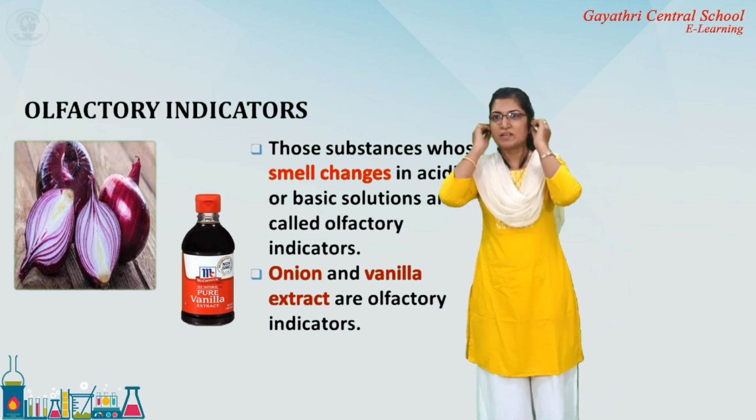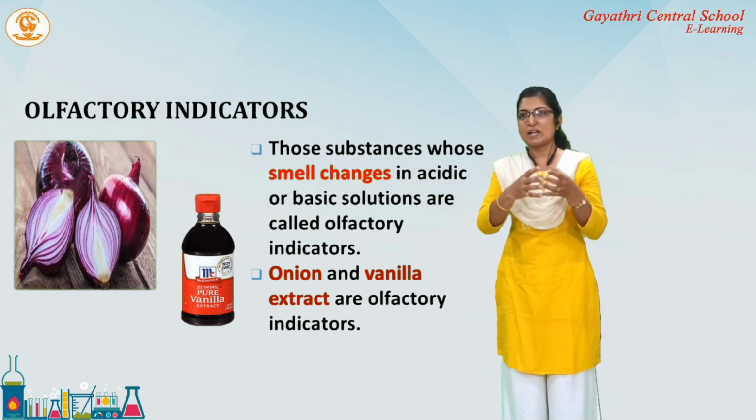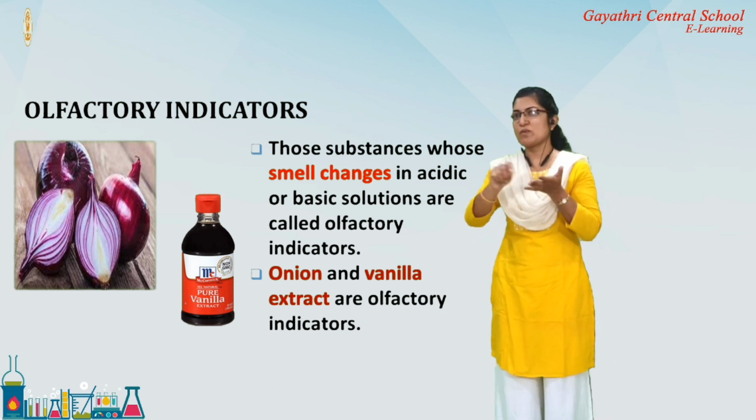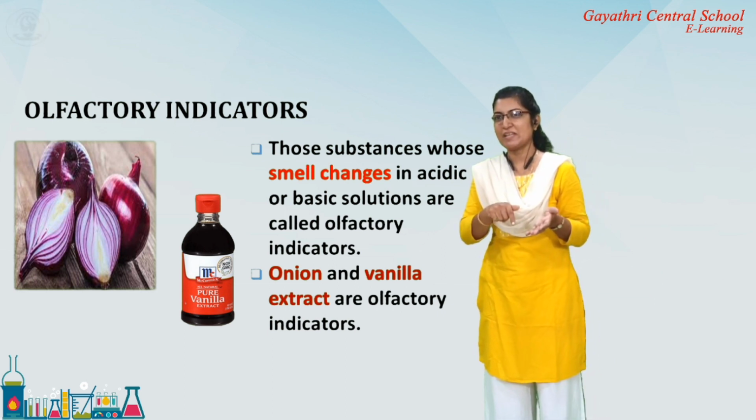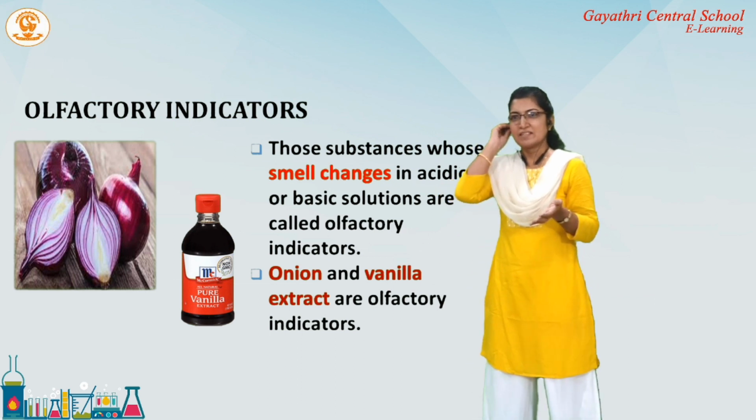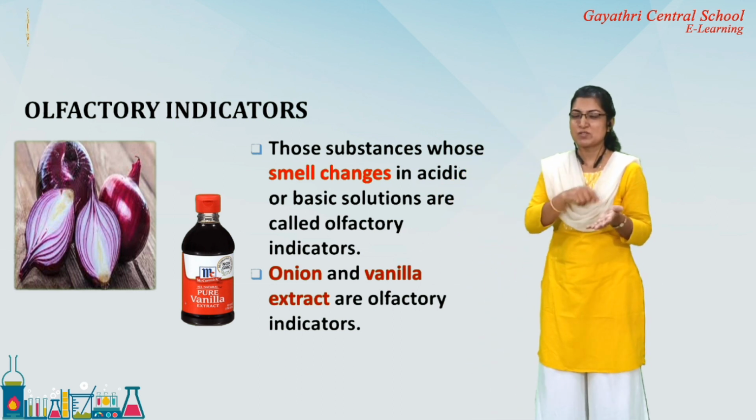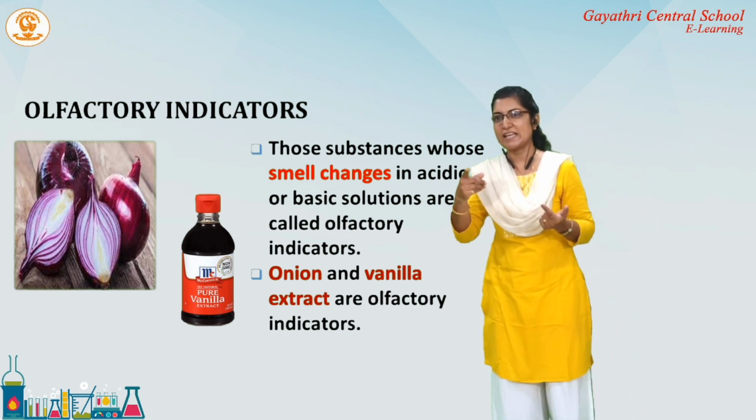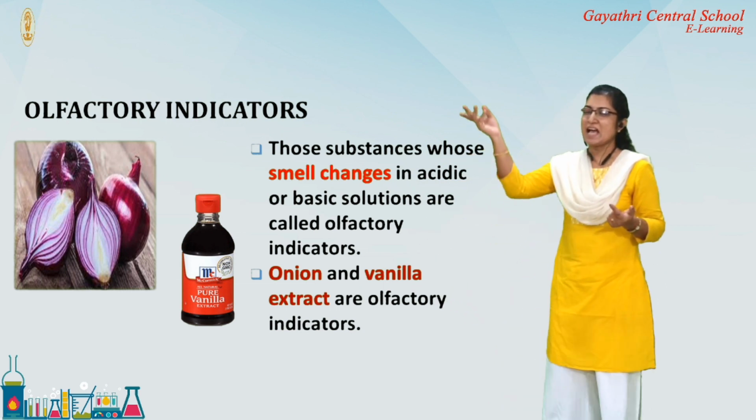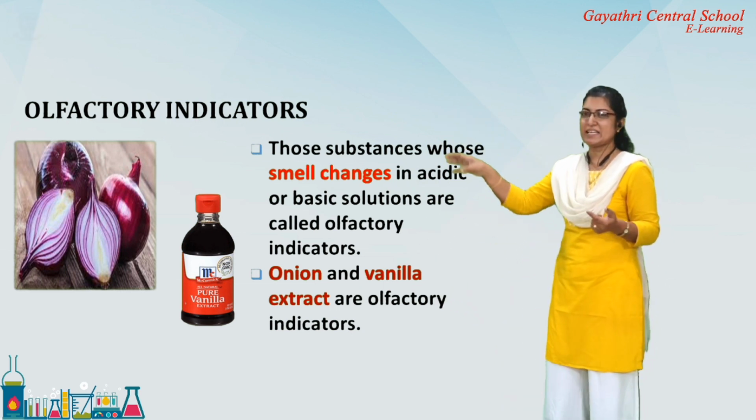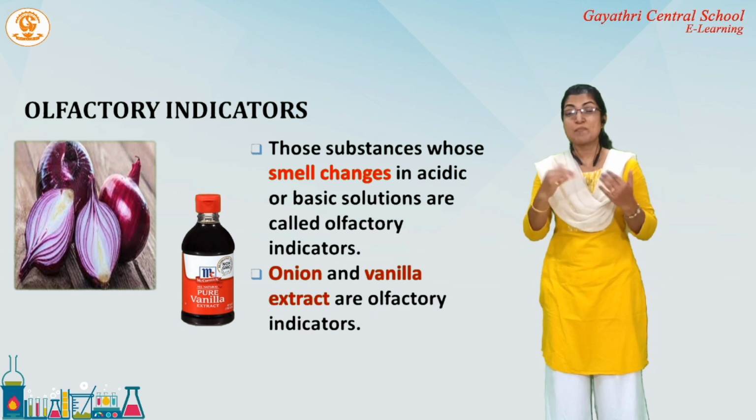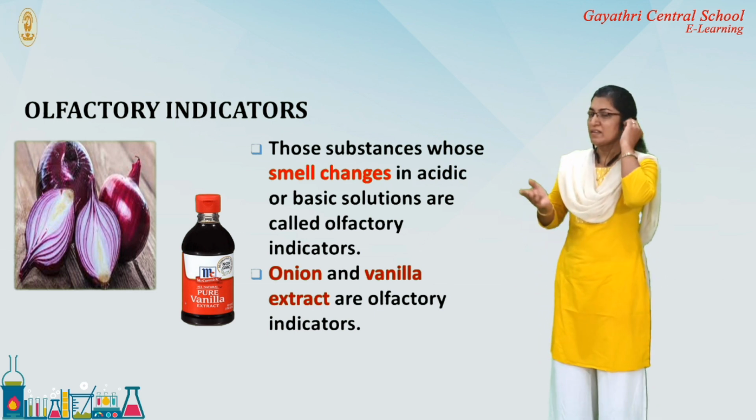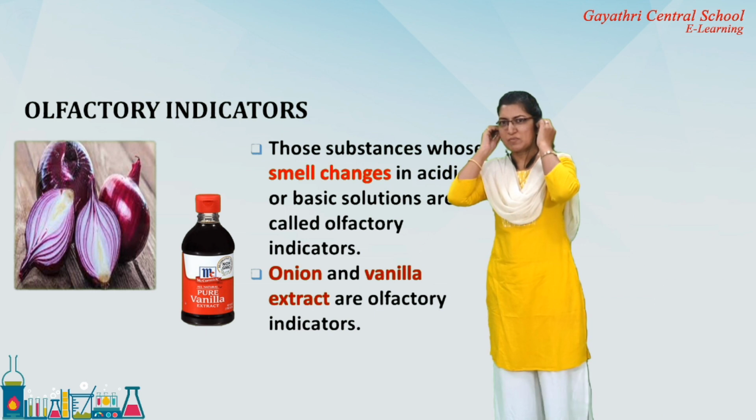That is why if you keep onion inside a piece of cloth and go and wash with soap, will the smell of onion be there? No. That means soap is a base. So when you apply a basic medium, the smell of onion is lost. That is how it will indicate. That is, olfactory indicators will indicate with a change in smell when in acidic or basic medium. So these are the different types of indicators which we had discussed.